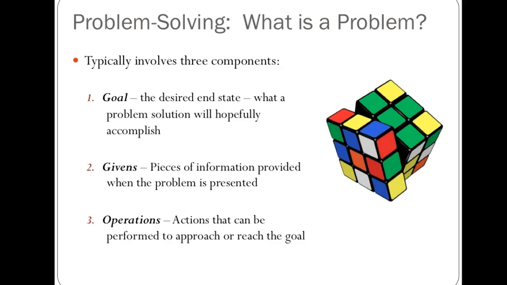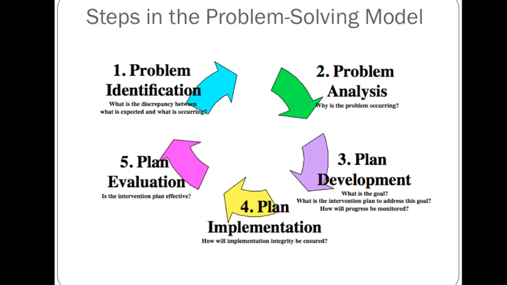And problem solving, in terms of starting with just understanding what a problem is, a problem usually involves three components. So you have a goal, which is the end state that you're hoping to get to, or what you hope the solution is going to accomplish. You have the givens, so these are all of the pieces of information that you have available to you when the problem is presented. And then you have operations, and operations are those actions that you can potentially take to reach your goal or to address the goal.